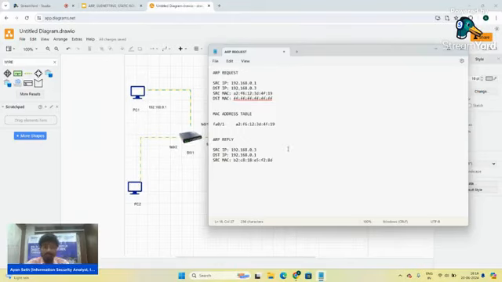And in the destination MAC, what will be written? The MAC address of PC1. It will be written inside the destination MAC address. Okay, this is the whole process of ARP request and ARP reply.